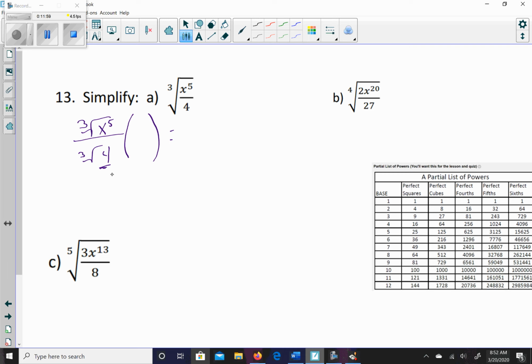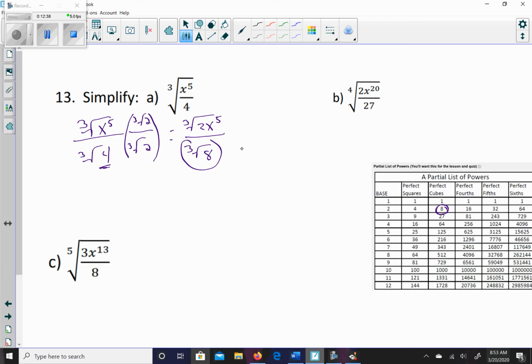So I'm going over here to my perfect cubes. I want a perfect cube that 4 goes into evenly. The first one that I see that 4 will go into is 8. So what do I have to multiply 4 by to get 8? You're telling me the cubed root of 2, which means I'm multiplying this by the cubed root of 2. So when I do that, I'm going to have the cubed root of 8 over, and then cubed root, since they're all on the cubed root, this will be 2x to the 5th.